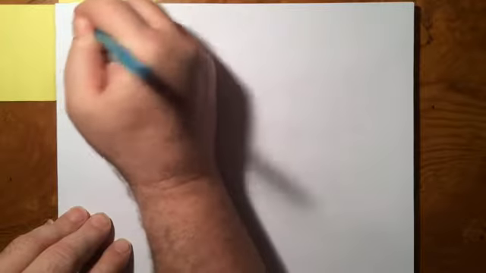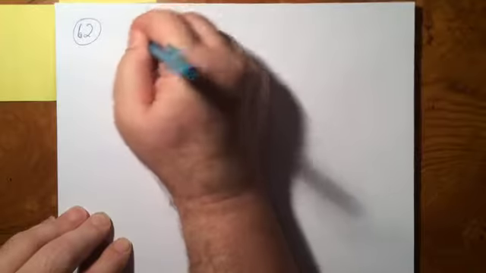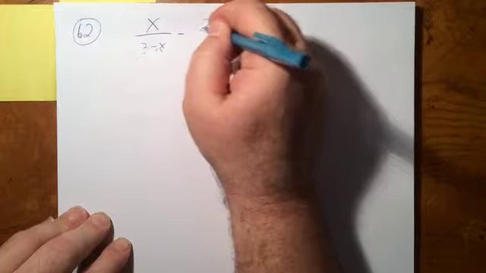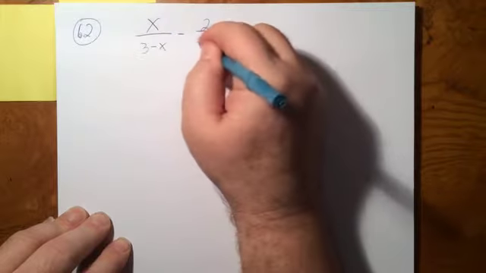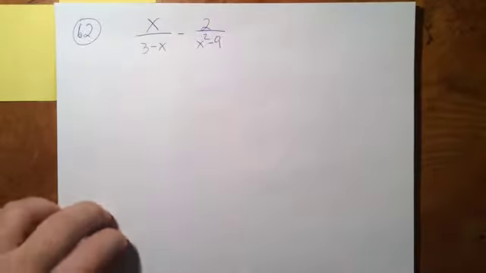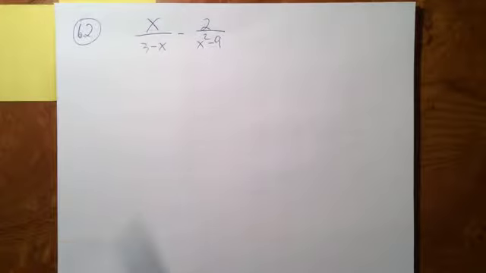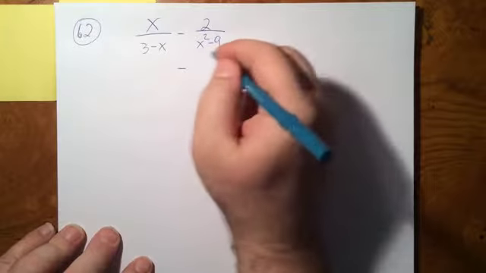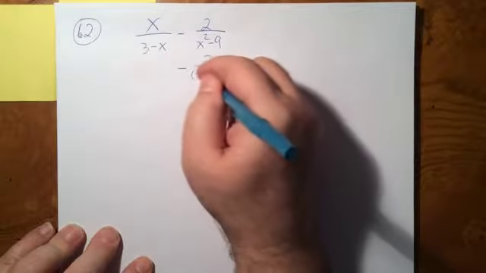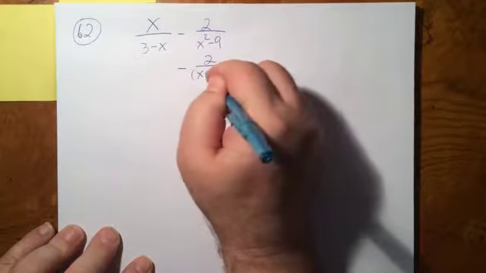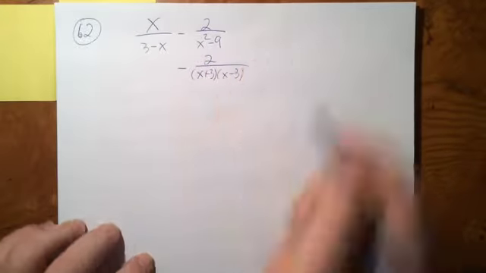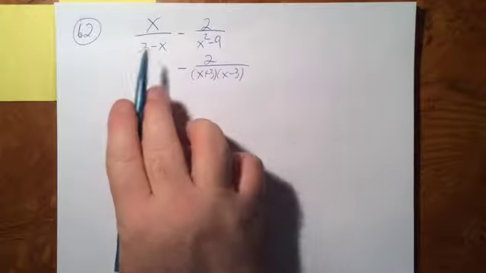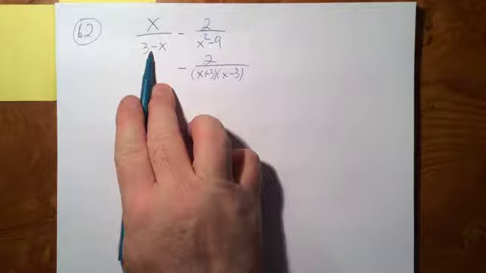And that's going to be x over 3 minus x, minus 2 over x squared minus 9. Now, I'm going to go ahead and factor this one first. And when I do so, I'm going to get 2 over x plus 3 and x minus 3. Well, if I'm trying to look for common factors here, x minus 3 looks pretty close to 3 minus x.